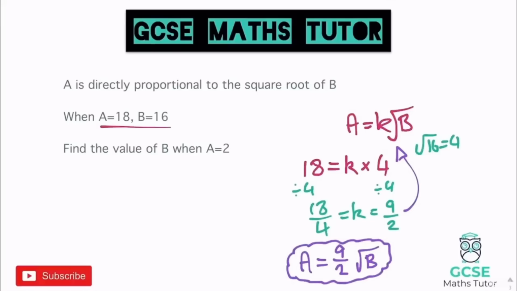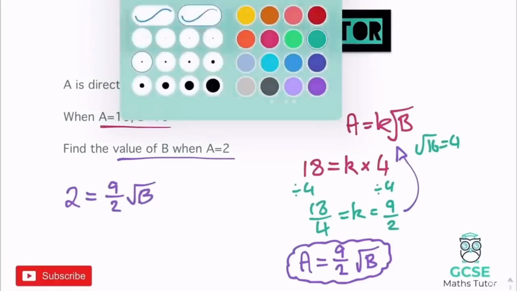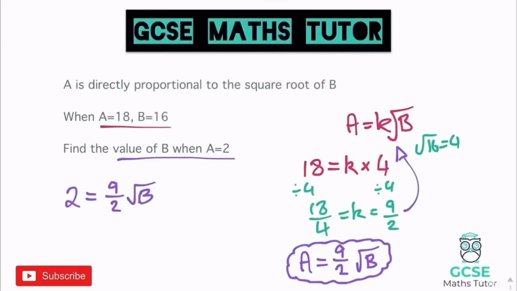And then it says find the value of B when A equals 2. So if we put those into our formula there, A equals 2, so 2 equals 9 over 2 root B. Right, so we need to rearrange this. So I need to divide both sides by 9 over 2 or divide both sides by 4.5. If we've got a calculator, that's fine. If we don't know, we can just do 2 divided by 9 over 2. Remember in fraction rules, that would be 2 over 1, and you would times it by the flipped version, 2 over 9, and that would give us 4 over 9. So 4 over 9 equals root B, and if you've got a calculator you can just type that straight in.